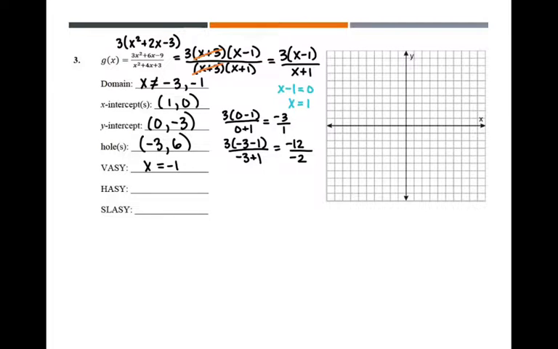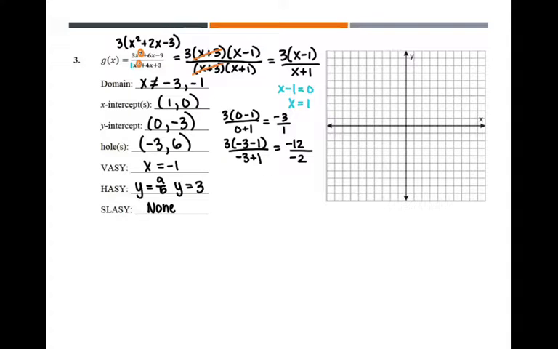Your horizontal asymptote, let's compare our degrees. Degree on top is a 2. Degree on the bottom is also a 2. So that means my horizontal asymptote is going to be in the form of y equals a over b, where a is the leading coefficient of the numerator and b is the leading coefficient of the denominator. So that is 3 over 1, or just y equals 3. And of course, since we have a horizontal asymptote, you are not going to have a slant asymptote.